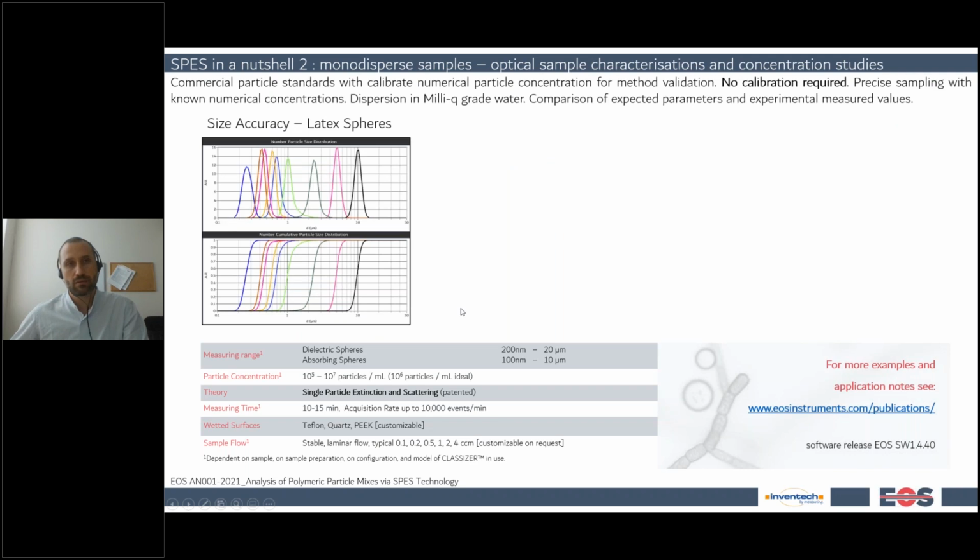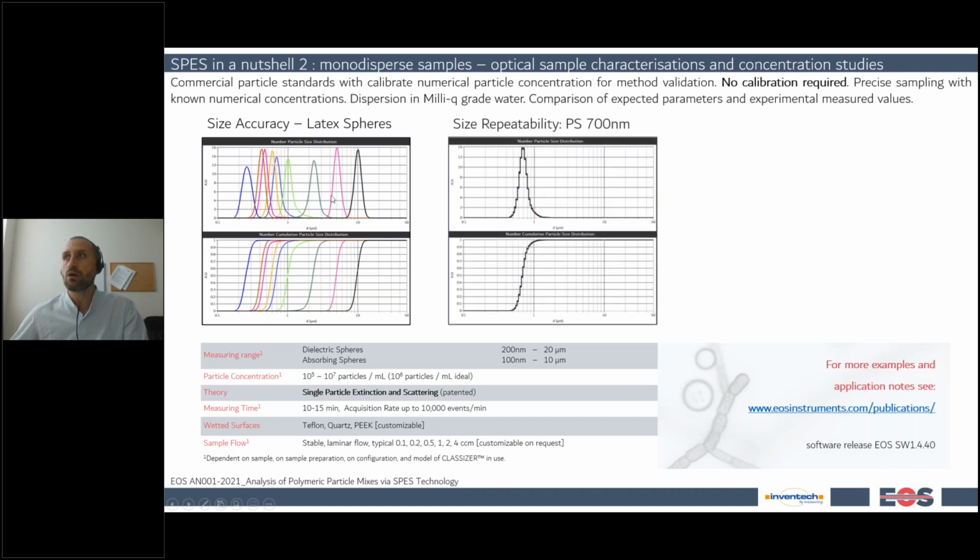We have different examples of validation in terms of size accuracy. Here I present the particle size distribution of different latex samples, and all are in agreement within a few percent with the expected position. The repeatability of the device is very high.